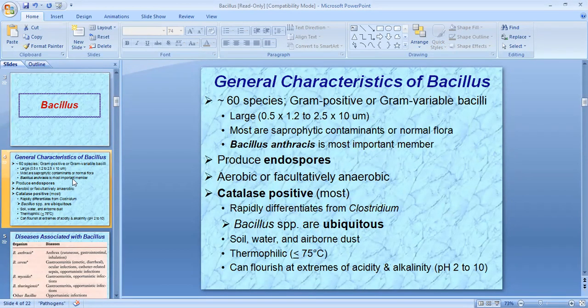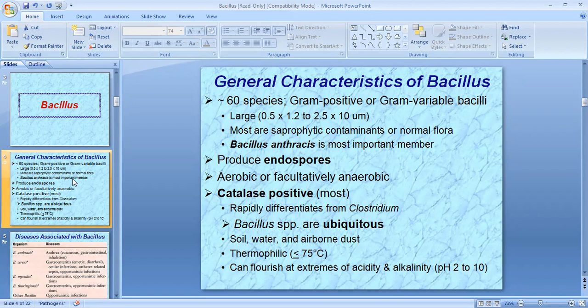There are 60 species. They are gram-positive, gram-variable bacilli. Some are large. Most are saprophytic, contaminants, or normal flora. Bacillus anthracis is the most important member. They produce endospores, and are aerobes, sometimes facultative anaerobes. They are catalase positive, which rapidly differentiates them from Clostridium.